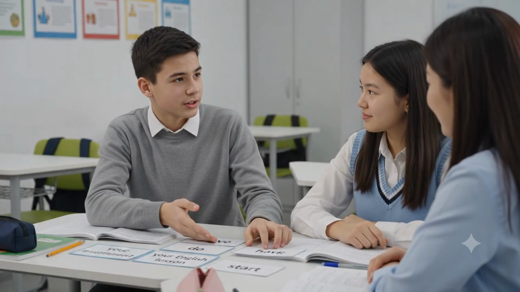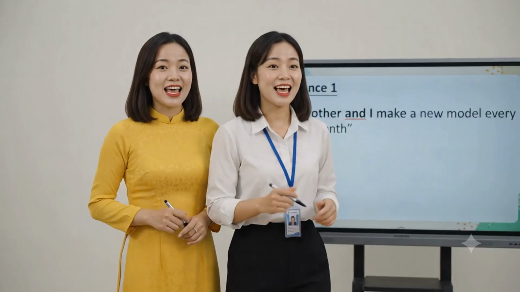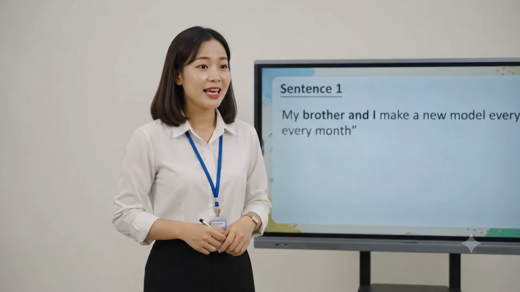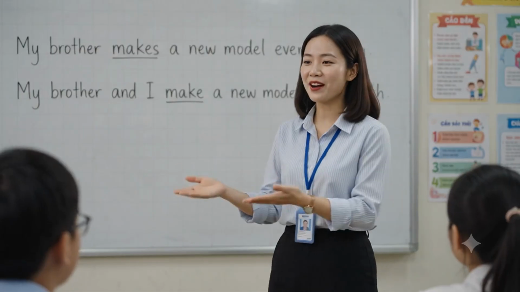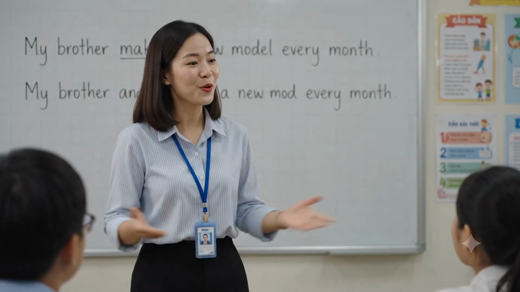It's third person singular. Here is our first sentence. They make one every month. Is the subject singular or plural? It means we. Please compare these 2 sentences on the board. One is singular and the other is plural. Well done!